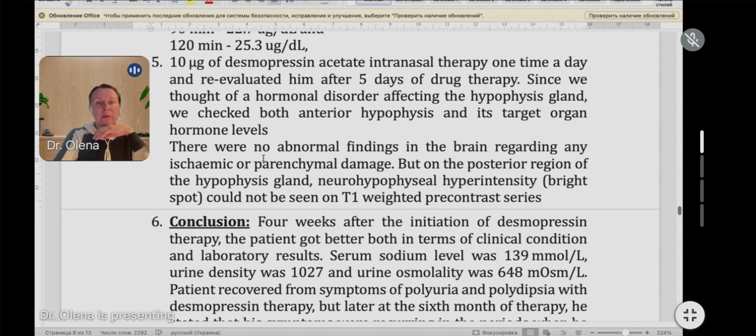The patient received 10 micrograms of desmopressin acetate intranasal therapy one time a day, and we reevaluated him after 5 days of drug therapy. After this therapy, patient demonstrated normalization of his complaints and changes in his organism.